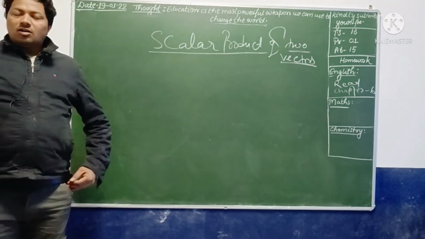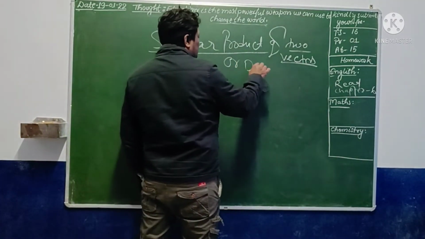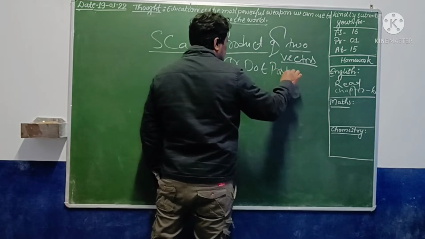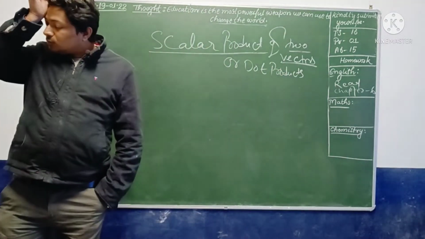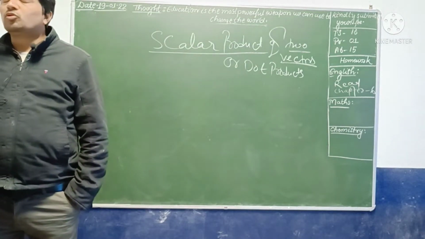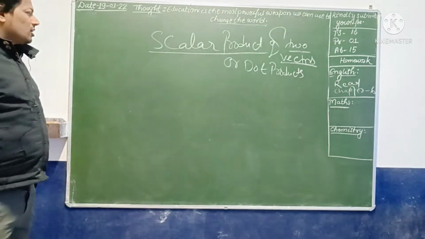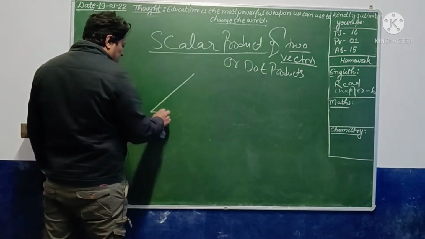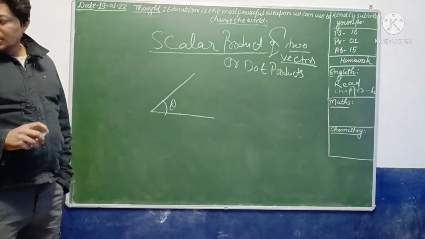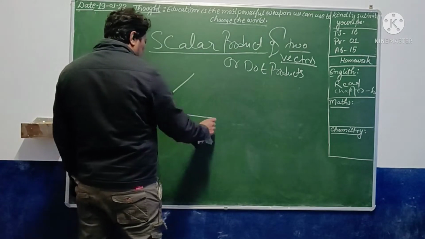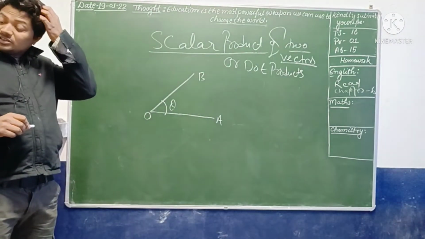So scalar, you can simply say scalar product of two vectors or dot product. Now, before this, we have to know the angle between two vectors. For the angle between two vectors, you can take it as theta. You can take this one as O, this one as A, and this one as B. A, O, B, and this one is theta.